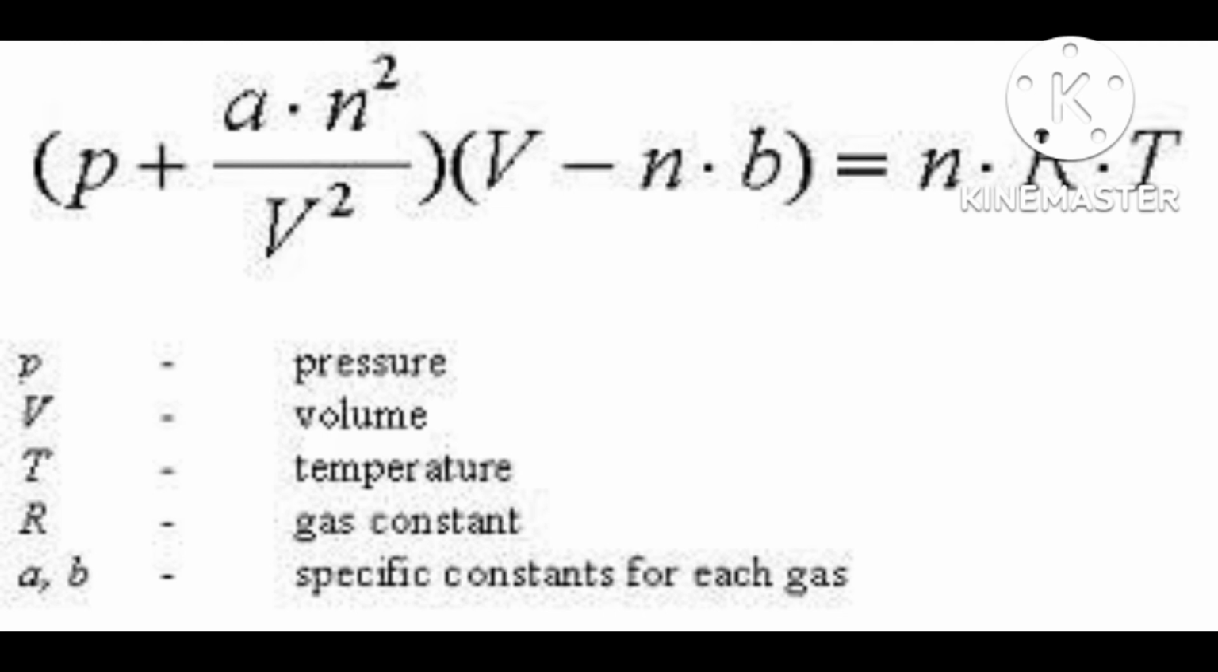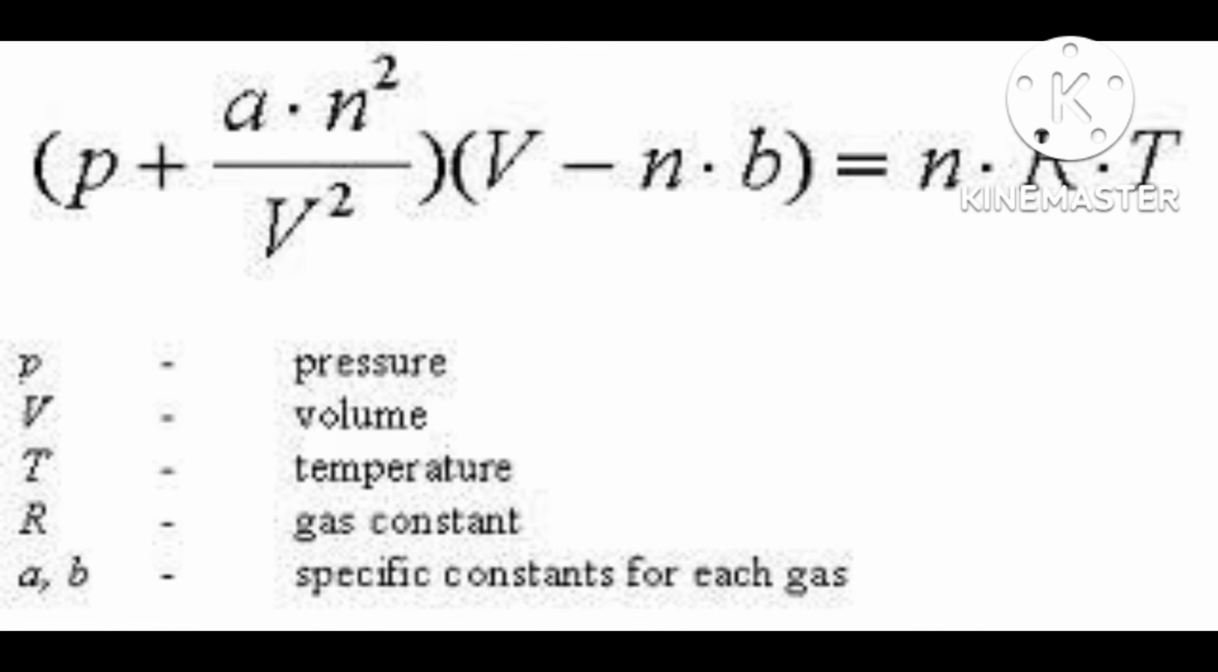P plus a small p in one bracket, into V minus nb in the second bracket. Okay, this is the correction you have done. Then PV is equal to nRT becomes (P plus p) into (V minus nb) equal to nRT. This is called the Van der Waals equation or real gas equation. Okay, this I have discussed with you.